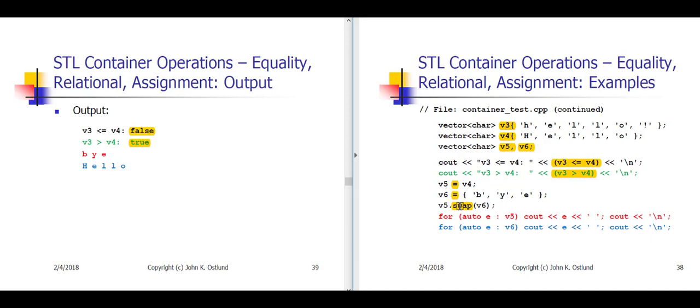So v5 used to contain hello with a capital H. v6 used to contain lowercase bye, but now their contents are swapped so that when we display v5 in this red range for loop, the output that we get is bye, whereas when we display v6 in this blue range for loop, we get hello with a capital H as our output. So a couple of quick examples of relational tests, assignment, and swap.